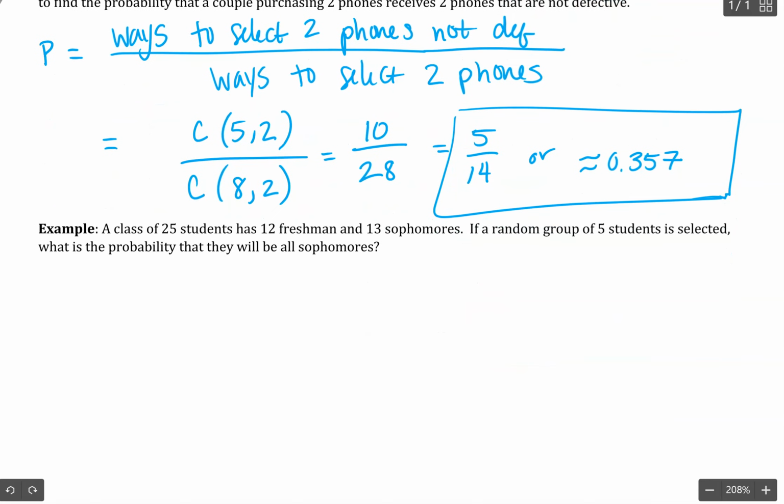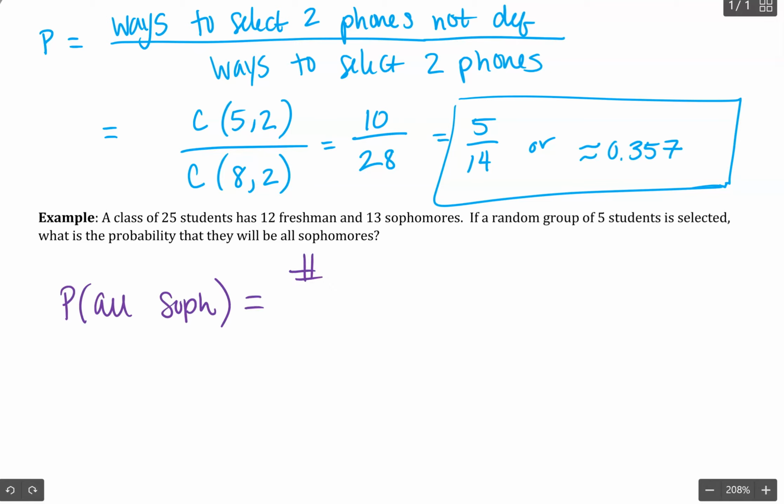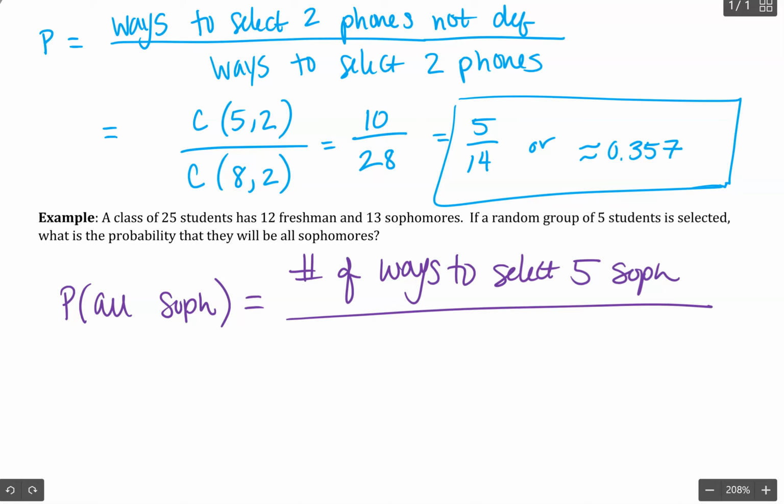A class of 25 students has 12 freshmen and 13 sophomores. If a random group of 5 students is selected, what's the probability they will all be sophomores? So we want the probability of all sophomores, which means we want the number of ways to select 5 sophomores divided by just the number of ways to select 5 people. So total possible ways.